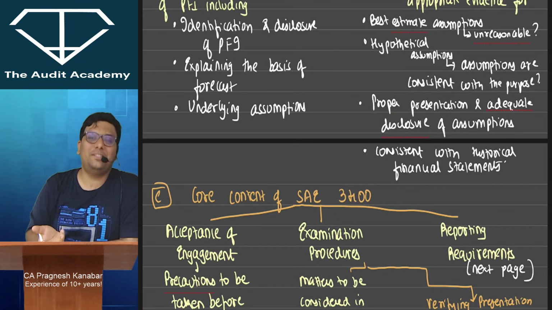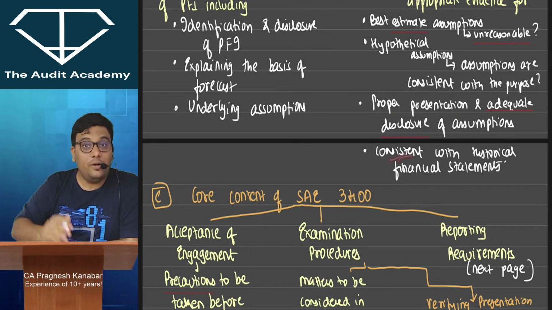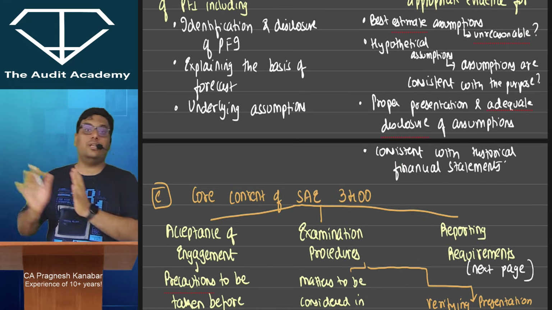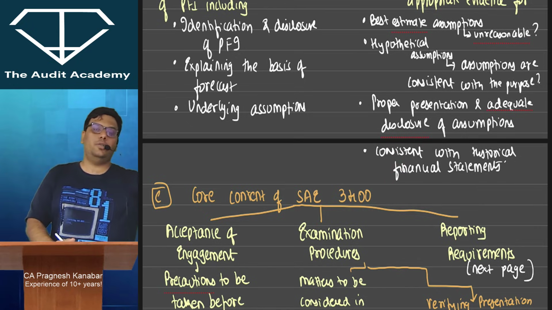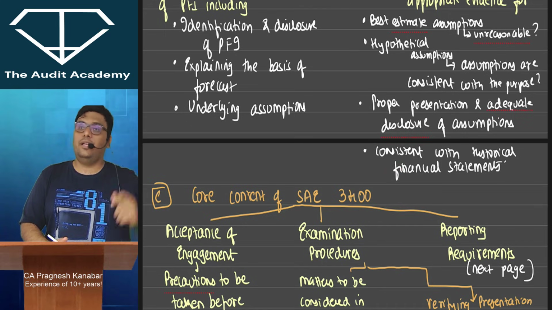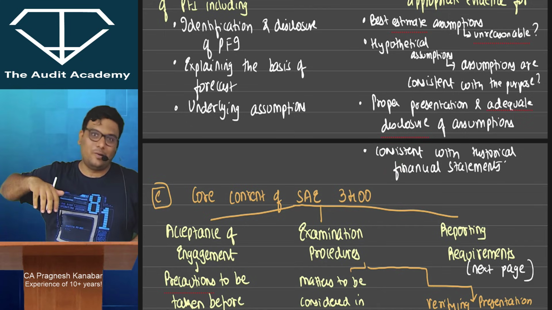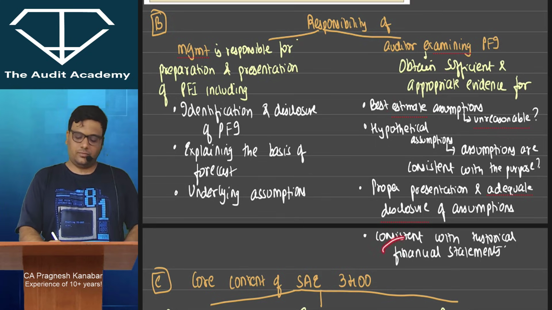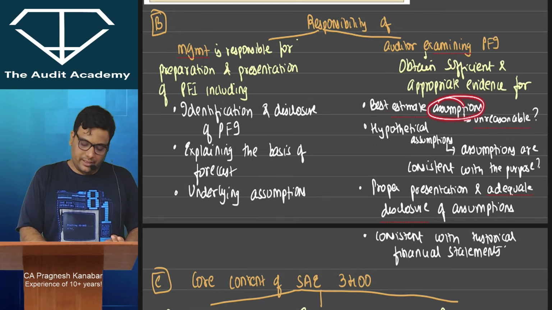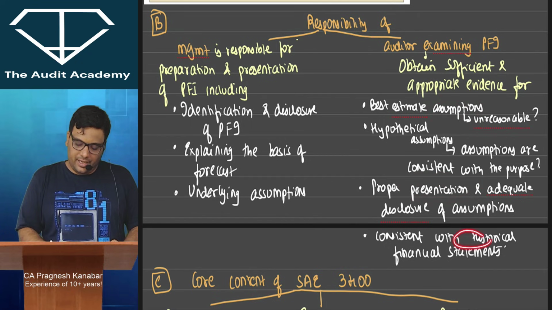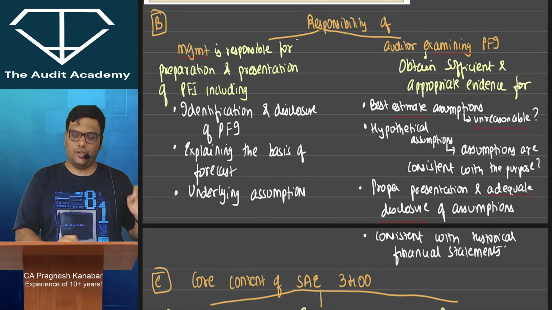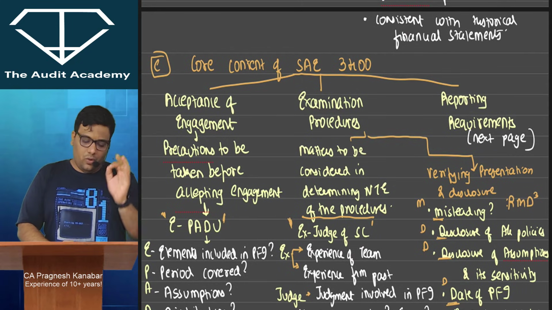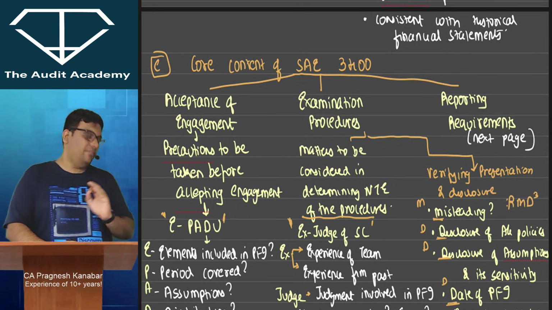As an auditor, what else are we going to do? It should also be consistent with historical financial statements. This is a good point. If history is showing 10%, 6% growth, then all of a sudden they cannot expect 50% growth or something like that. So please ensure that you remember these three words: one is assumptions, second is presentation, and third is history. So HPA.